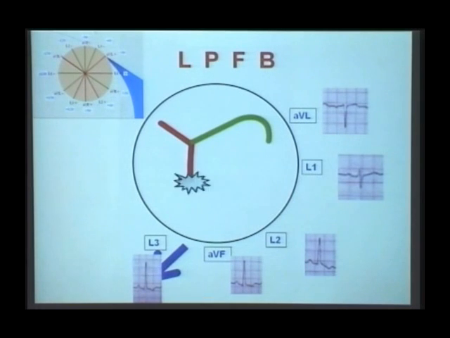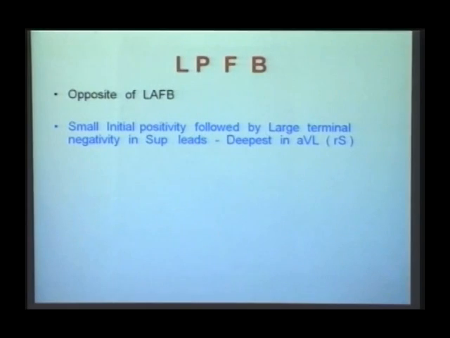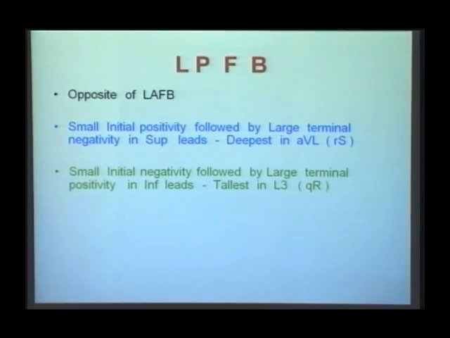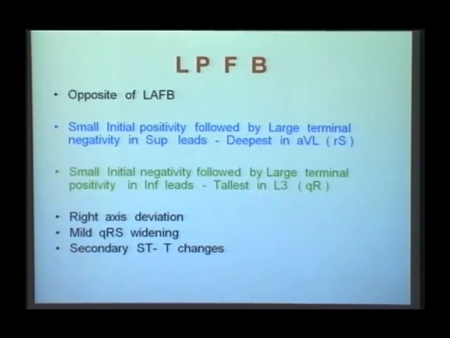You need not look at anything else. With left axis deviation, the initial vector is down and right, the terminal vector is up and left, you diagnose left anterior fascicular block, no problem. But when you have the right axis deviation, although it looks like left posterior fascicular block, you must go and look for right ventricular hypertrophy. Only after excluding right ventricular hypertrophy are you supposed to diagnose left posterior fascicular block. So, you can also see initial positivity in the superior leads and initial negativity in the inferior leads, and the tallest terminal positivity in L3. Right axis deviation, minimal QRS widening, secondary ST-T changes.